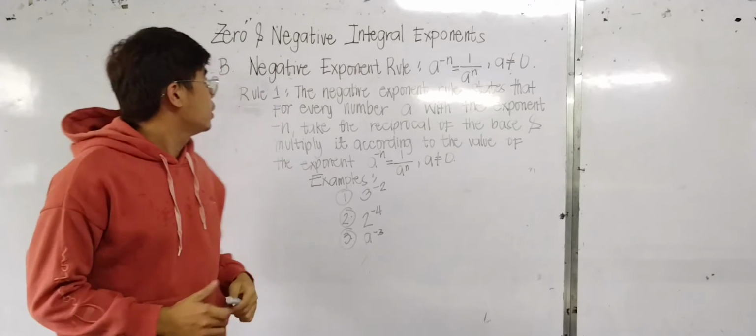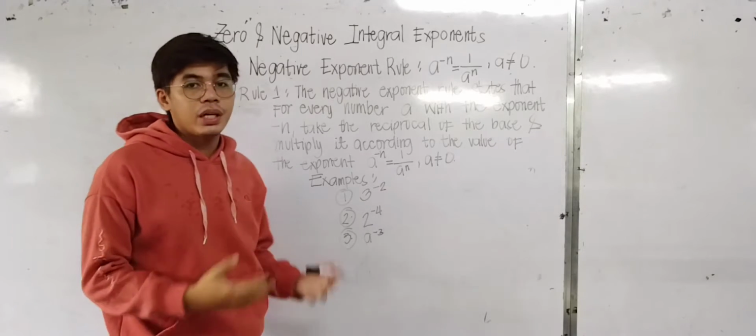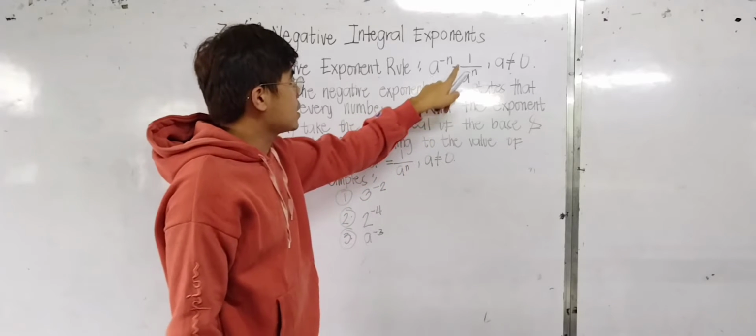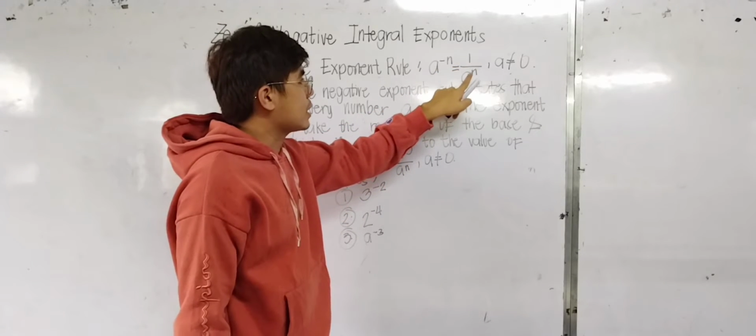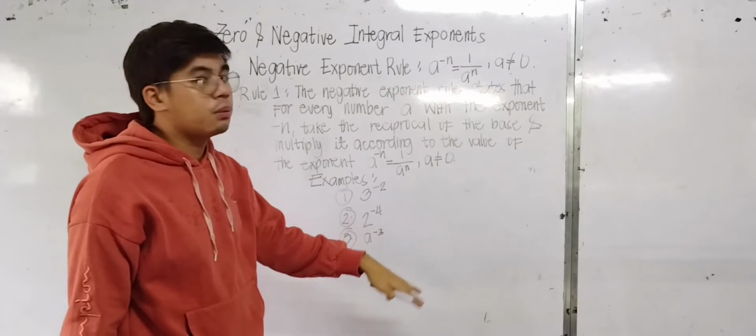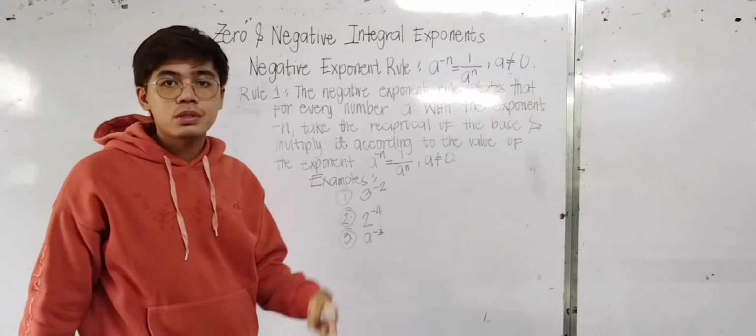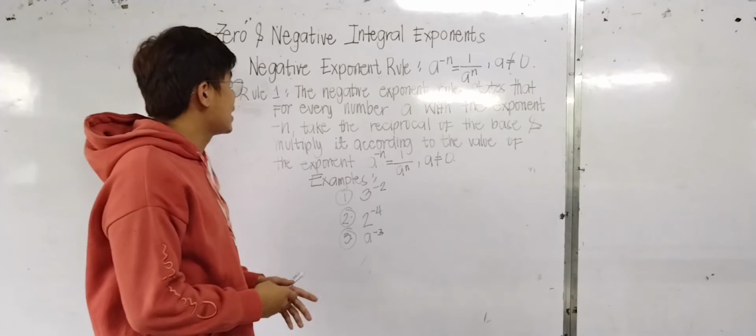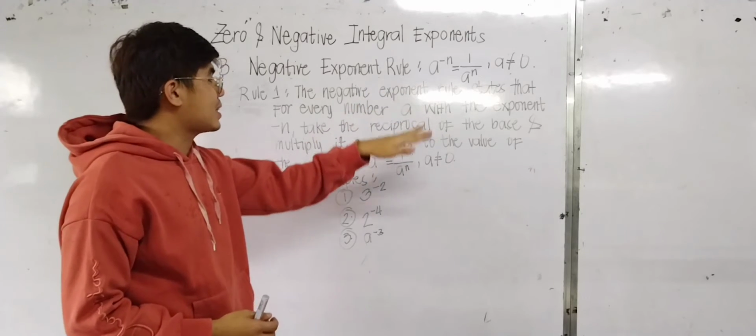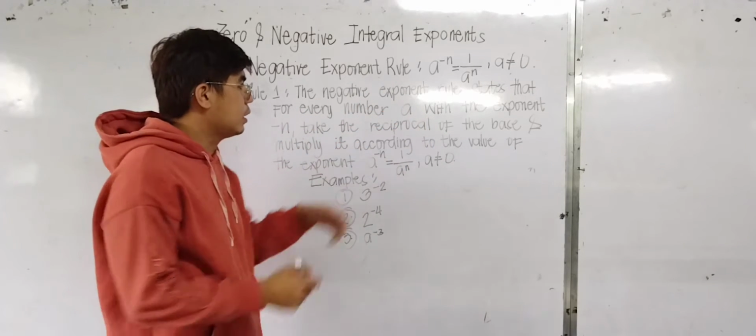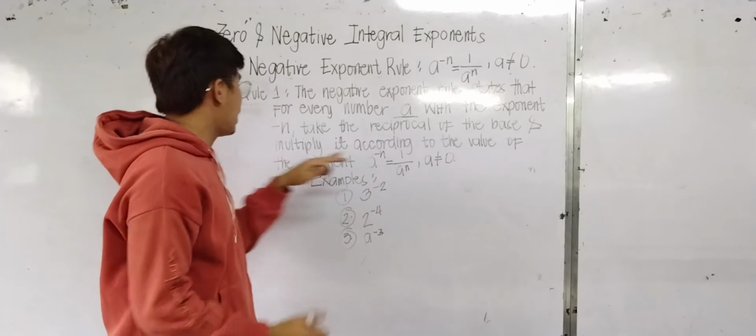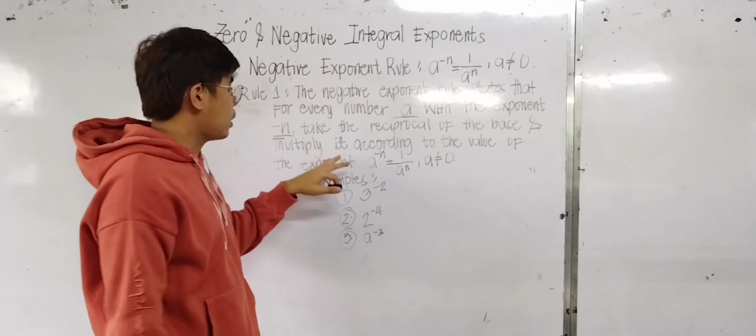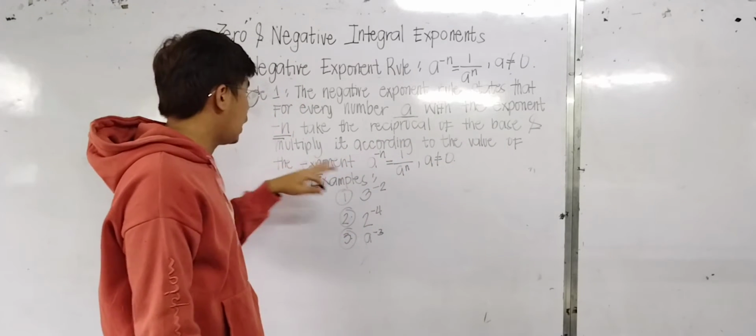So let's proceed to the negative exponent rule. So we have here a raised to negative n equals the reciprocal of its base, so we have 1 over a raised to n, where a is not equal to 0. We have 2 rules to be discussed in the negative exponent rule. The first rule states that for every number a with the exponent negative n, take the reciprocal of the base and raise it according to the value of the exponent.